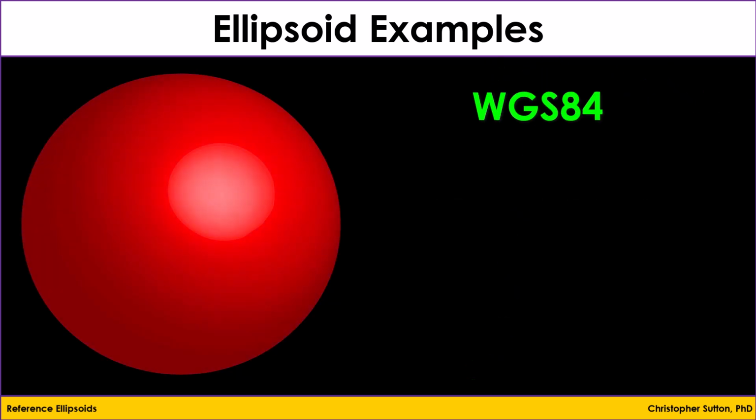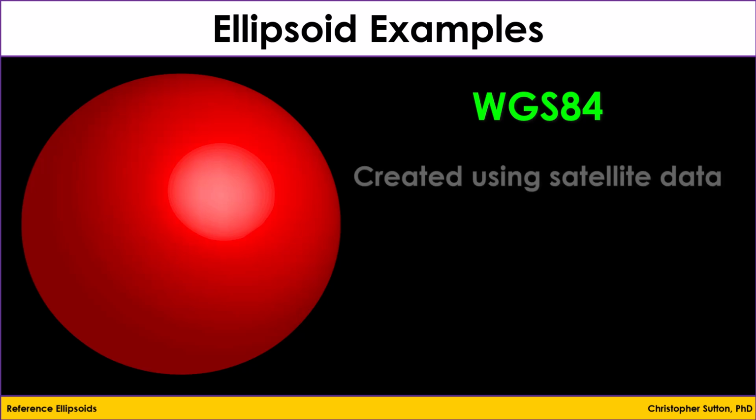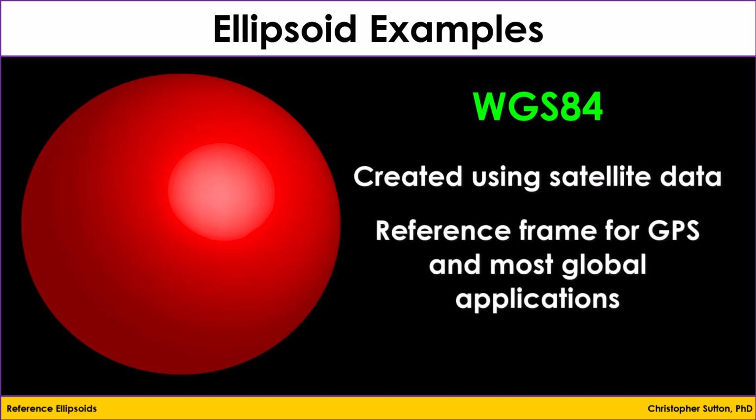Finally, we have the World Geodetic System of 1984, or WGS-84. It should be noted that WGS-84 is a system with many components, one of which is the WGS-84 reference ellipsoid. The WGS-84 reference ellipsoid is the standard reference frame for GPS and most global applications. Its flattening ratio is 1 to 298.257223563. In addition to being the ellipsoidal model for GPS, it has been updated several times to improve its accuracy for GPS.